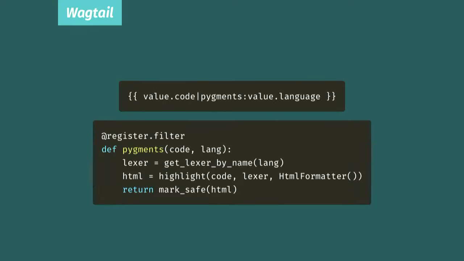Here's what the template looks like, as well as the template filter we use to do syntax highlighting. And we've only written about 15 lines total, including all the Pygments stuff. And I haven't left anything out here except for import statements, and it all works.